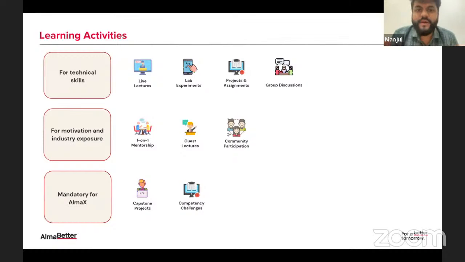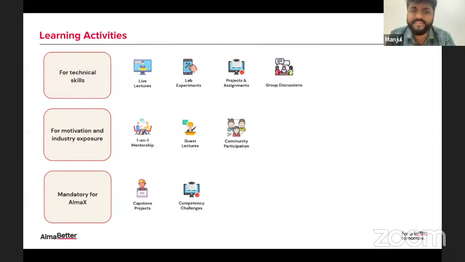Now, when you are part of a training program, a boot camp, there are a lot of activities that you need to do. For the technical skills, you will have live lectures as already discussed. You will have a lot of quizzes, projects, and assignments, and you will have group discussions. You will be working on projects in a team, having healthy discussions with your peer network as well. That is how you will understand and evolve your technical skills.